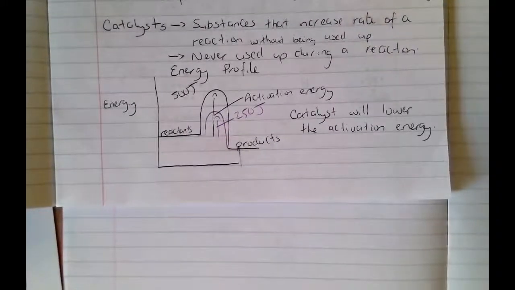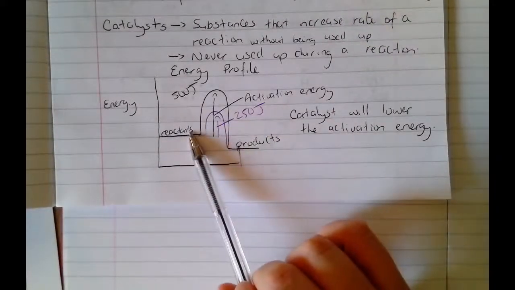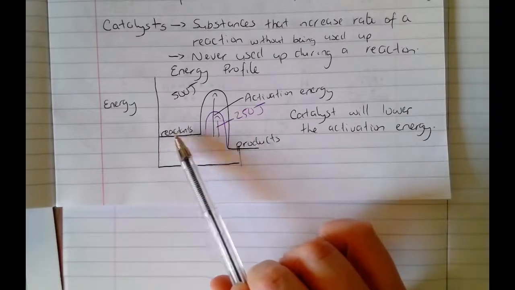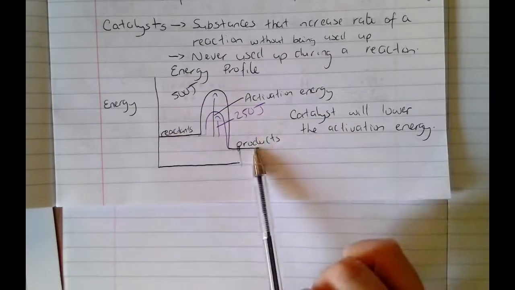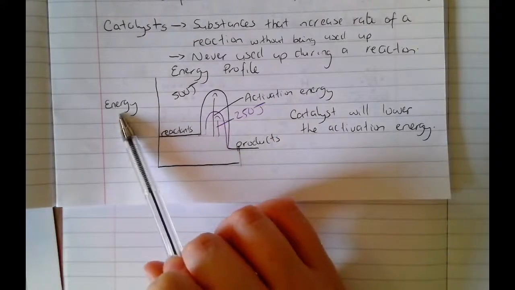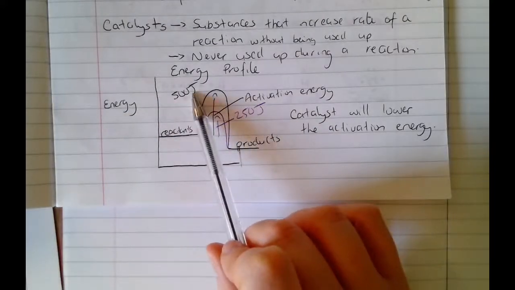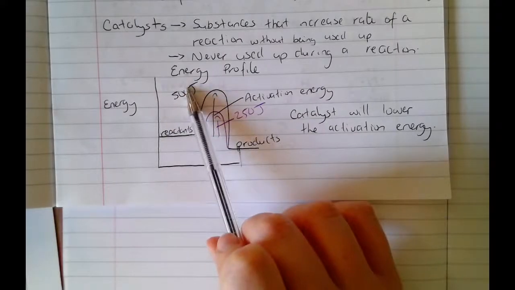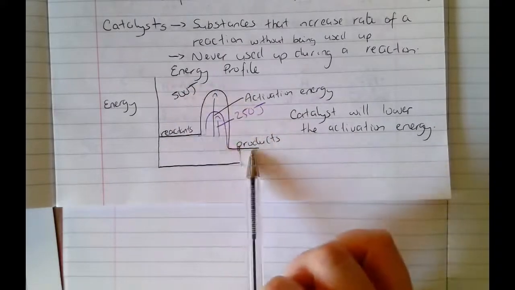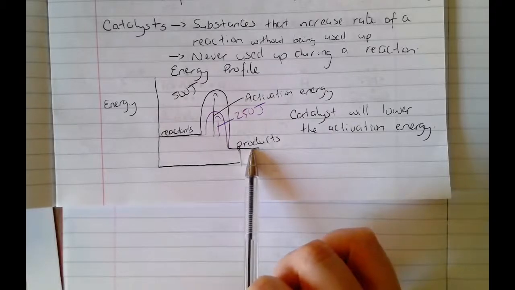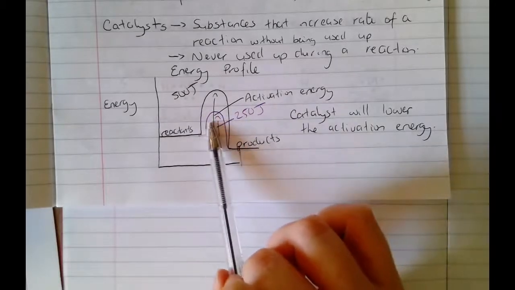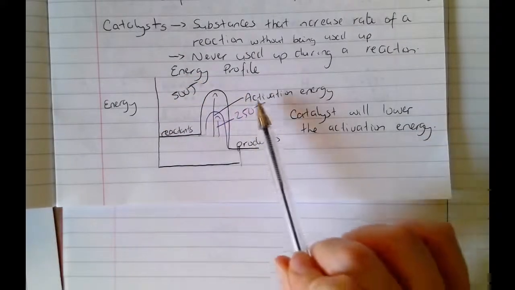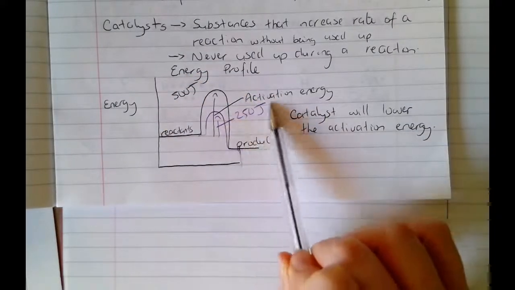So if we look here at this diagram, I've got my reactants on the left-hand side and my products on the right. In order for the reactants to become products, they need to have a certain amount of energy. And I've just assigned the value 500 joules, just kind of arbitrarily. My reactants need to have 500 joules of energy in order to be able to react. What a catalyst will do is it will lower that requirement. Instead of the particles needing 500 joules to react, you now only need 250 joules to react.